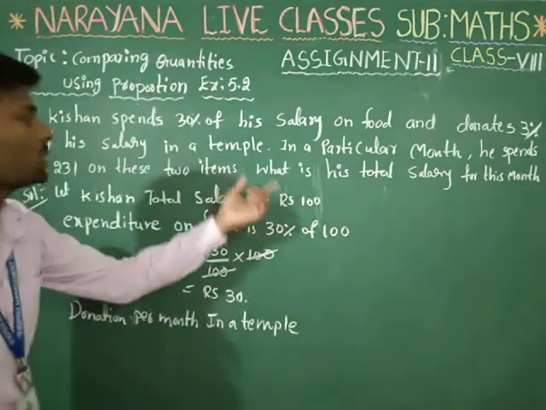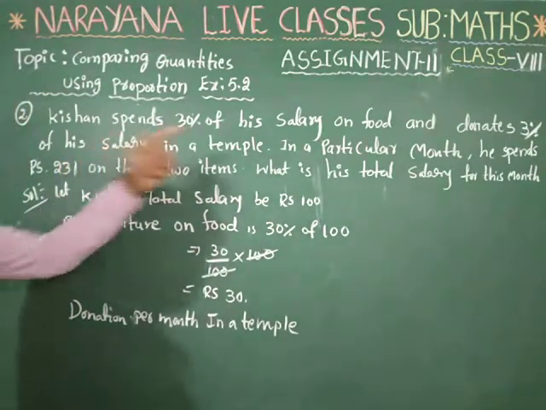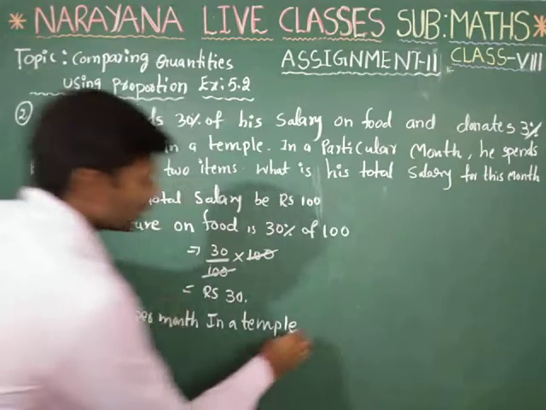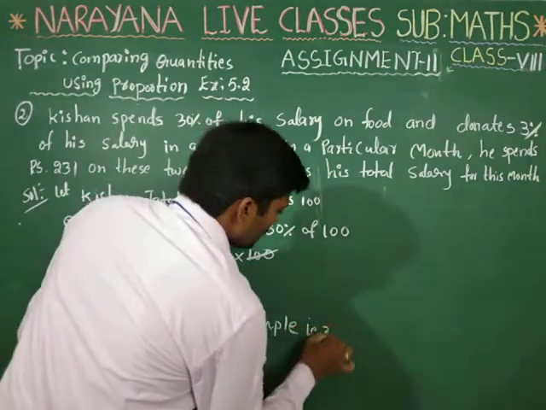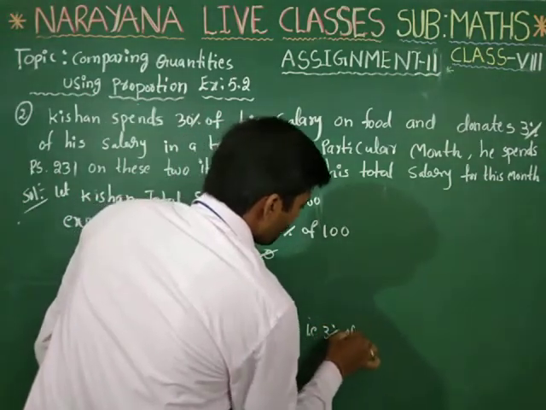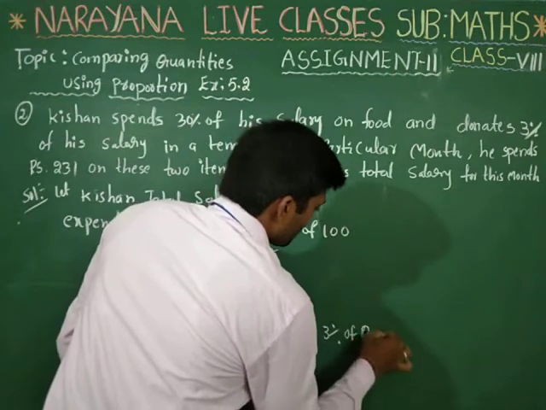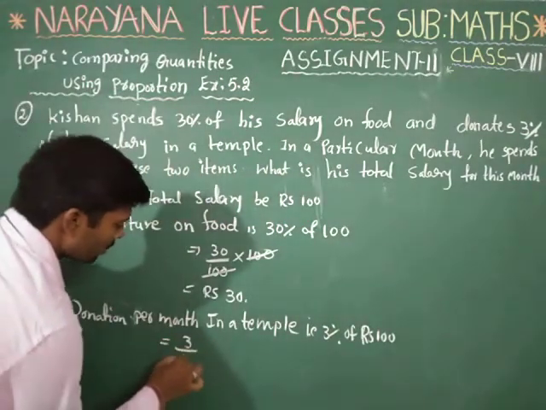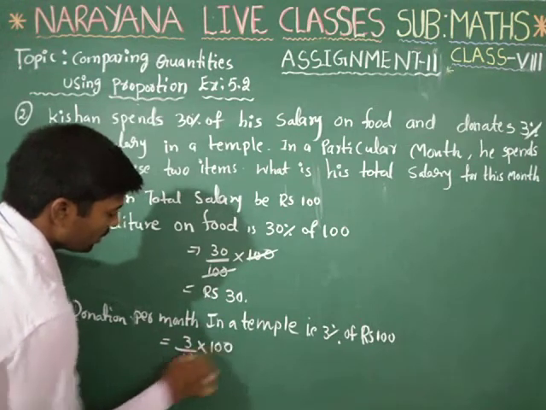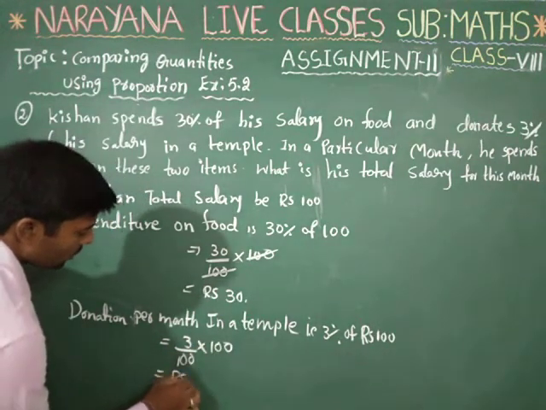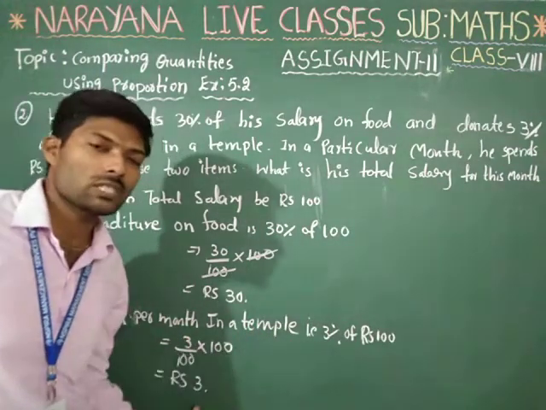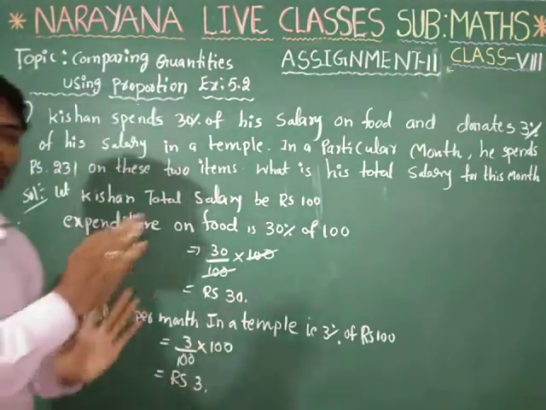In a temple, how much is it? That is 3%. So he donates 3% of his salary in a temple. That is 3% of 100. Let me take it as 3 upon 100 into 100. So what is it? It is totally 3 rupees. Okay, the donation per month in a temple is how much? 3 rupees. Now what is the total expenditure?